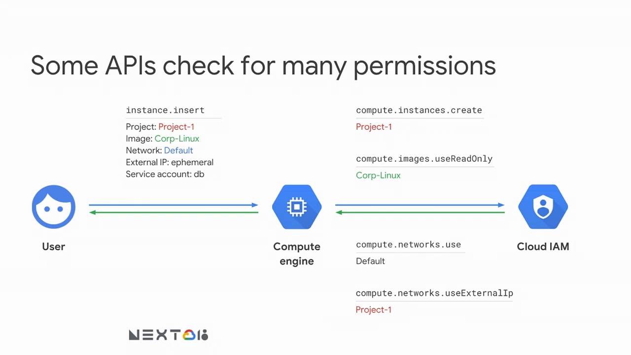Now let's make it more fun. Other APIs take a lot of different variables. In this case, one API call comes into Compute Engine, and it's going to translate into 4 different permission checks on different resource types. And for this API call to be successful, you need to have all 4 permissions on those resource types, or this API call will fail.